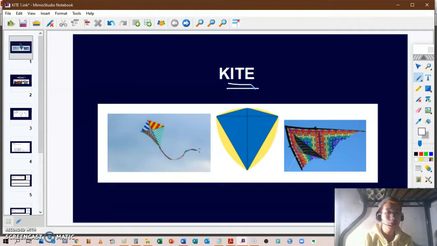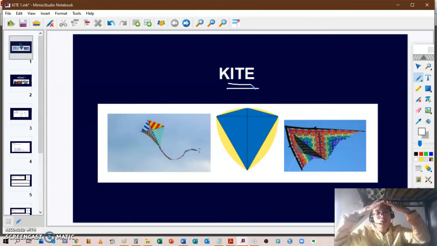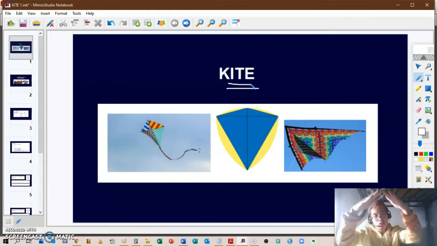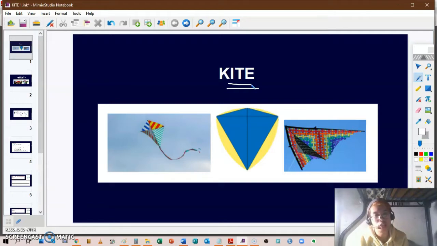Okay, so there are different designs of kites. Most often they're shaped like a diamond. We have a small triangle at the top, and then a very peaked or sloping triangle at the bottom, and therefore we create a kite that's diamond shaped. And we have here some of the examples.